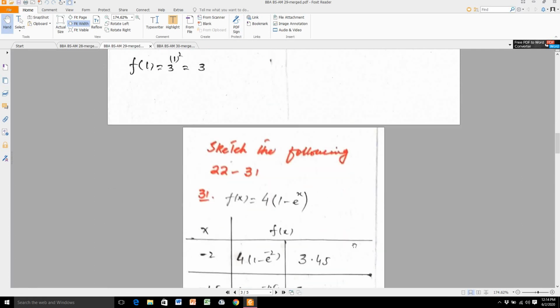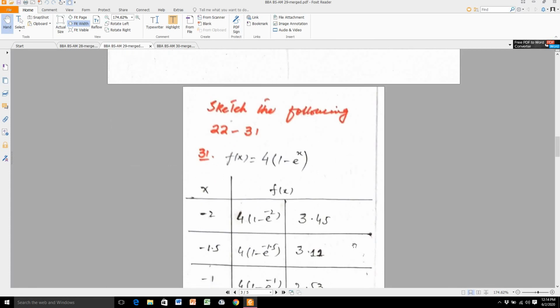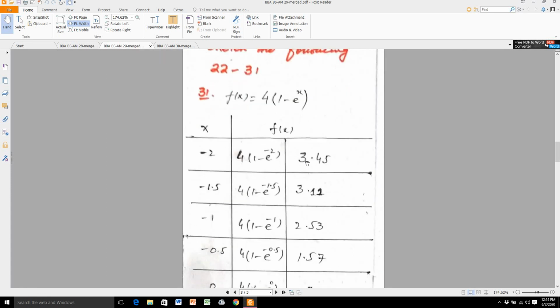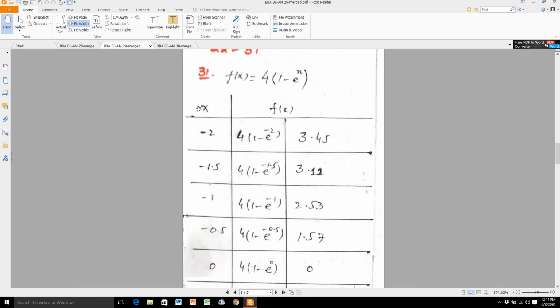Now, sketch the following. Questions 22 to 31 are those in which you have to sketch the graph of the following functions. It starts from 22 and ends at 31. I take question number 31, that is f of x is equal to 4 into 1 minus e raised to the power x. Here I take the values of x, and here I take the function.